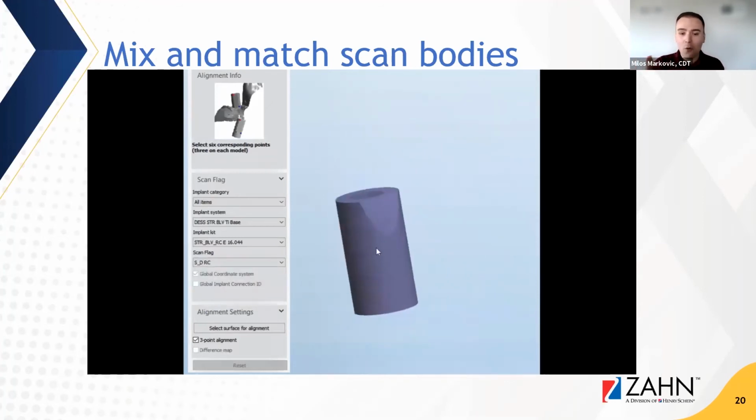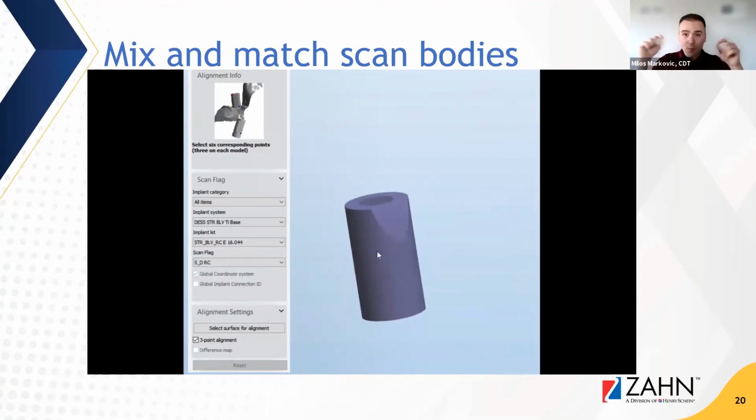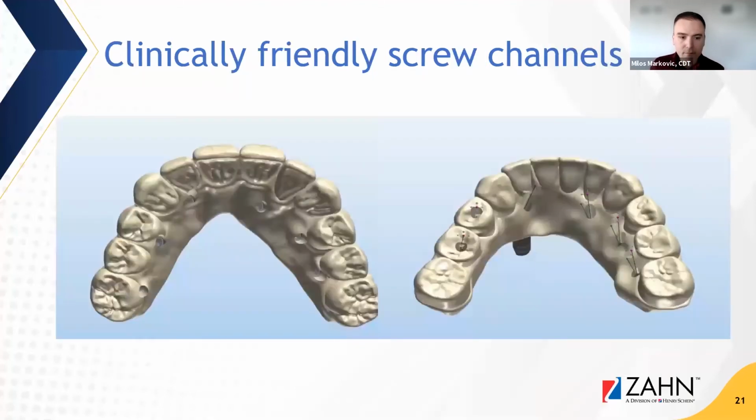And then you can even go with OEM, like this is the Straumann scan body that you can use for bone level. And then as you mix and match, all this information gets converted to Dess components. And so it's very easy to work with.